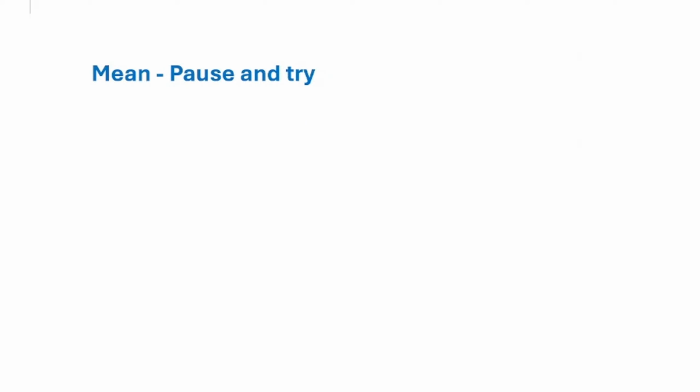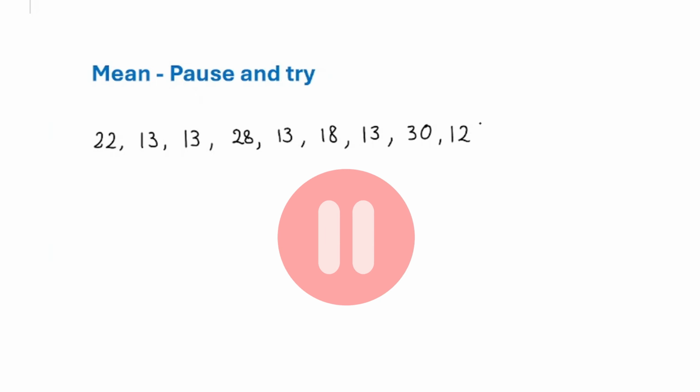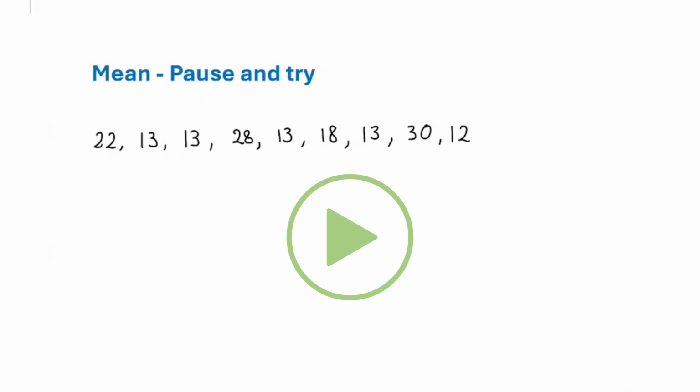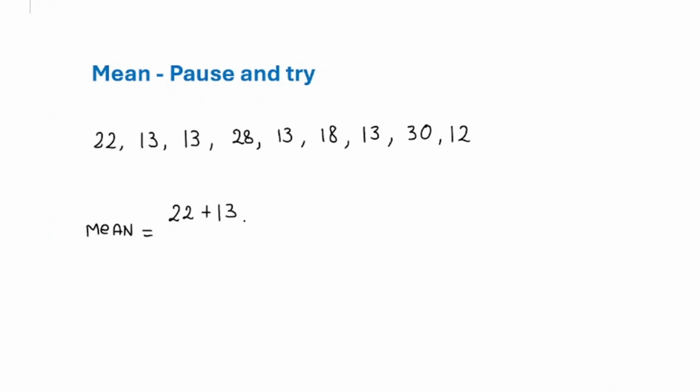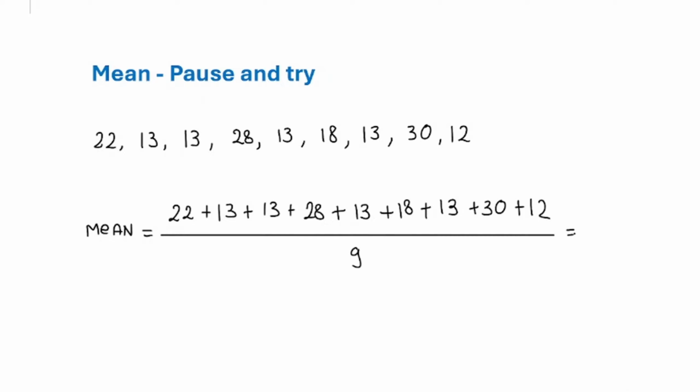Now, pause the video and try this one yourself. We have 22, 13, 13, 28, 13, 18, 13, 30, 12. Try to find the mean using the same method. First, we write all the values added together, divided by the number of values. So we have 22 plus 13 plus 13 plus 28 plus 13 plus 18 plus 13 plus 30 plus 12, all divided by 9. Now we calculate the sum. The sum is 162. 162 divided by 9 is 18.